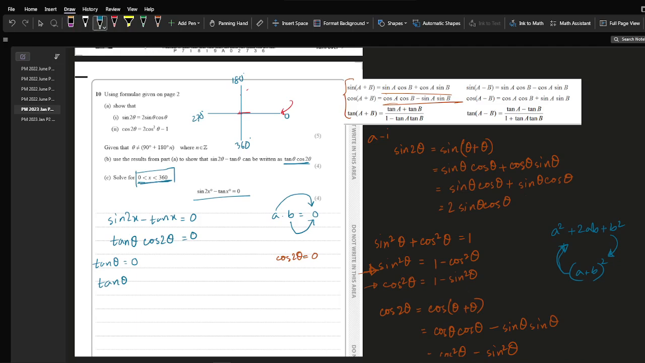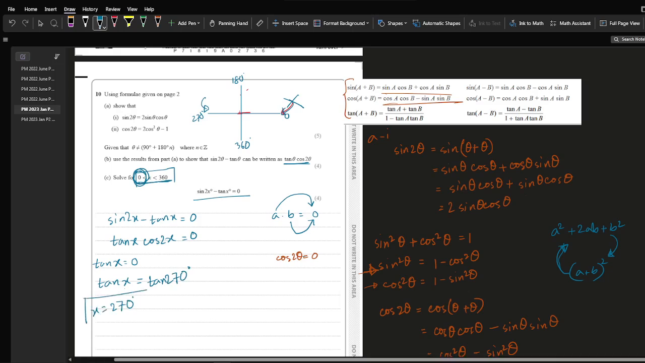Okay, so for tangent, 0 is here and here. We can't take this one. Why? Because tan 0 degree is not inclusive here. The value of x is never 0. Sorry, this is x, this is also x. So tan x is equal to tan 270 degree. That means x is equal to 270 degree. That is one of our solutions. So let's put a box around it.